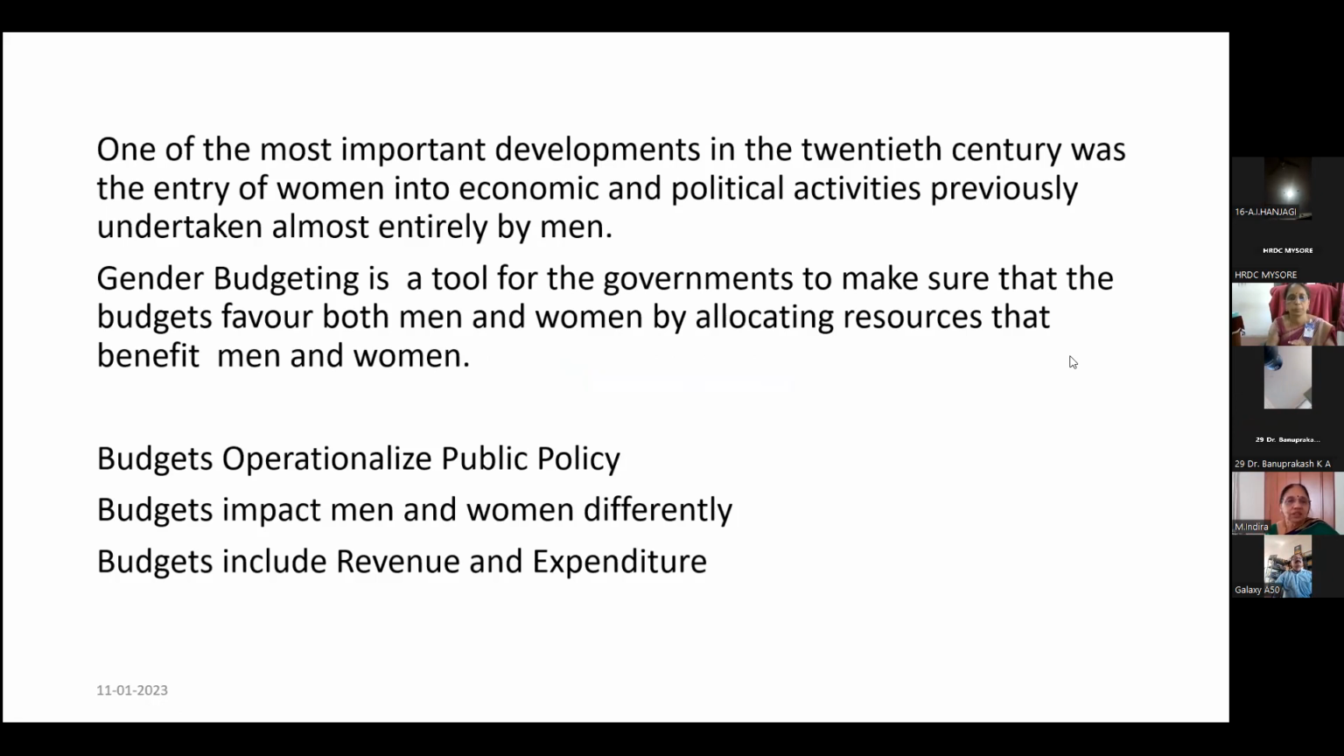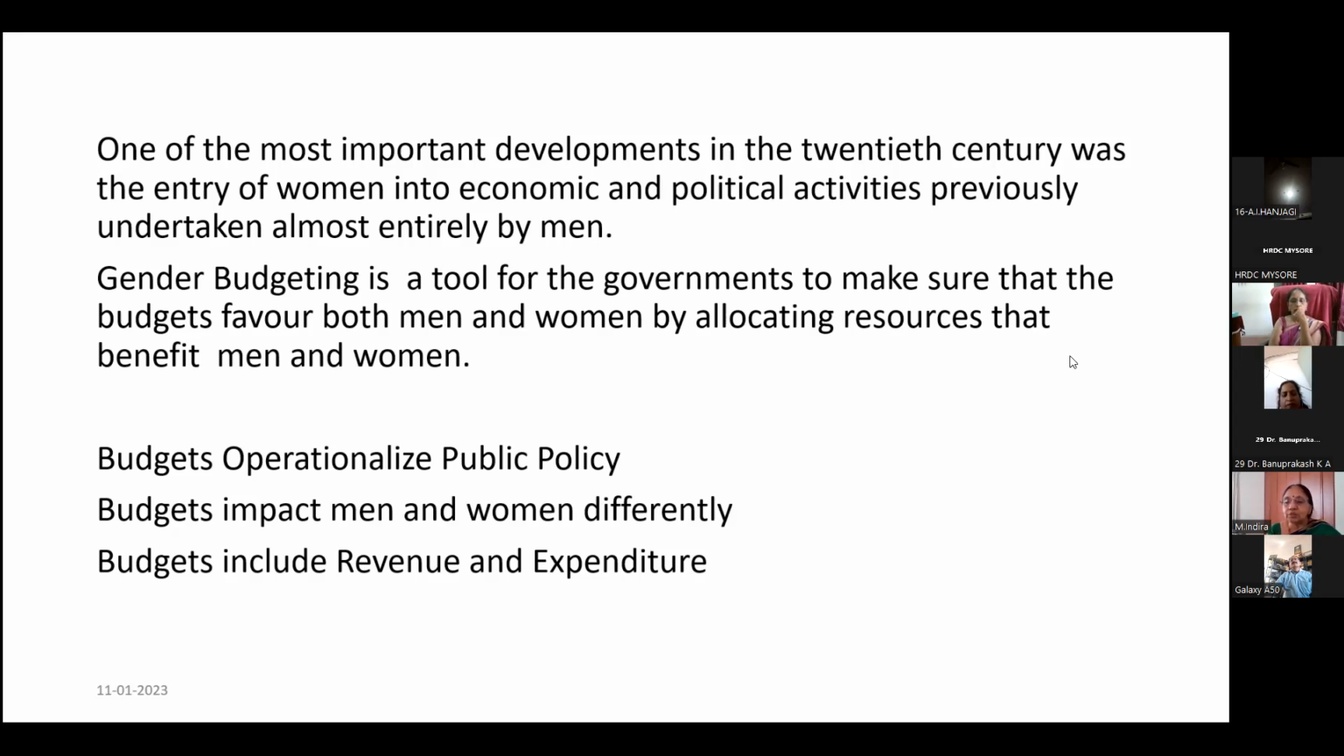Yeah. So one of the most important developments in the 20th century was the entry of women into economic and political activities. What we are observing is that in the 20th century, more and more women are entering both economic and political activities. Even though the overall percentage is less, still you see more and more women entering economic activities everywhere. And gender budgeting is a tool for the government to make sure that the budgets favor both men and women by allocation of resources that benefit men and women.